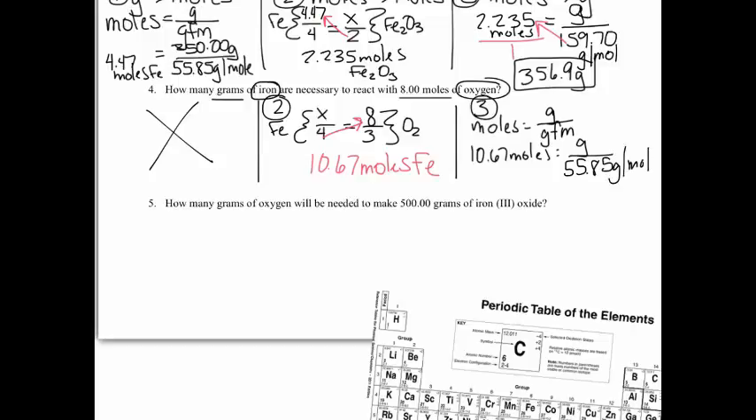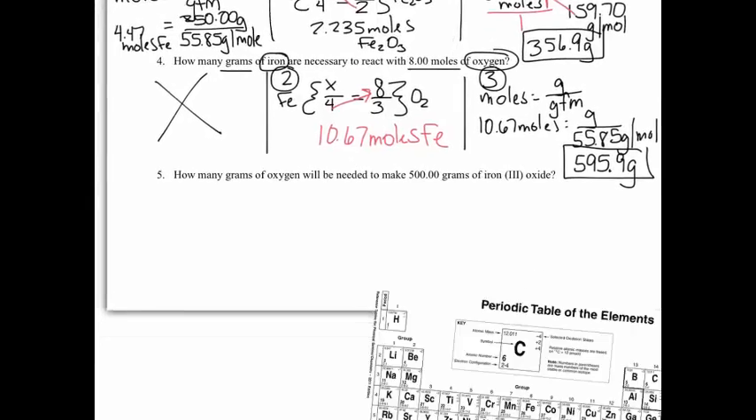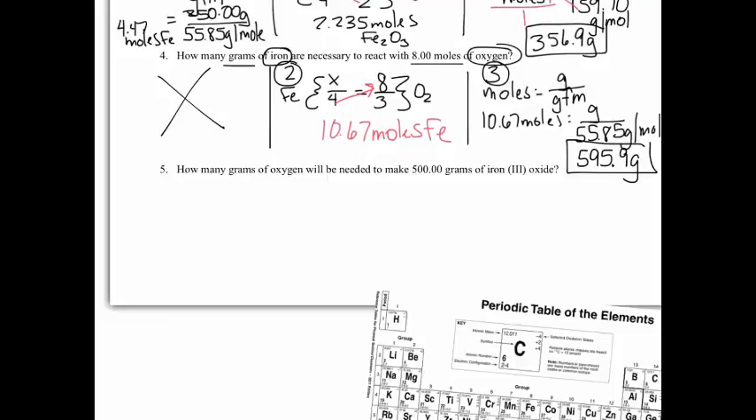And now all I have to do is multiply these two. So my 10.67 times 55.85, and I get 595.9 grams, and that's grams of iron. So that's a little bit easier. Not the easiest. The easiest would be if I only asked for step 2.